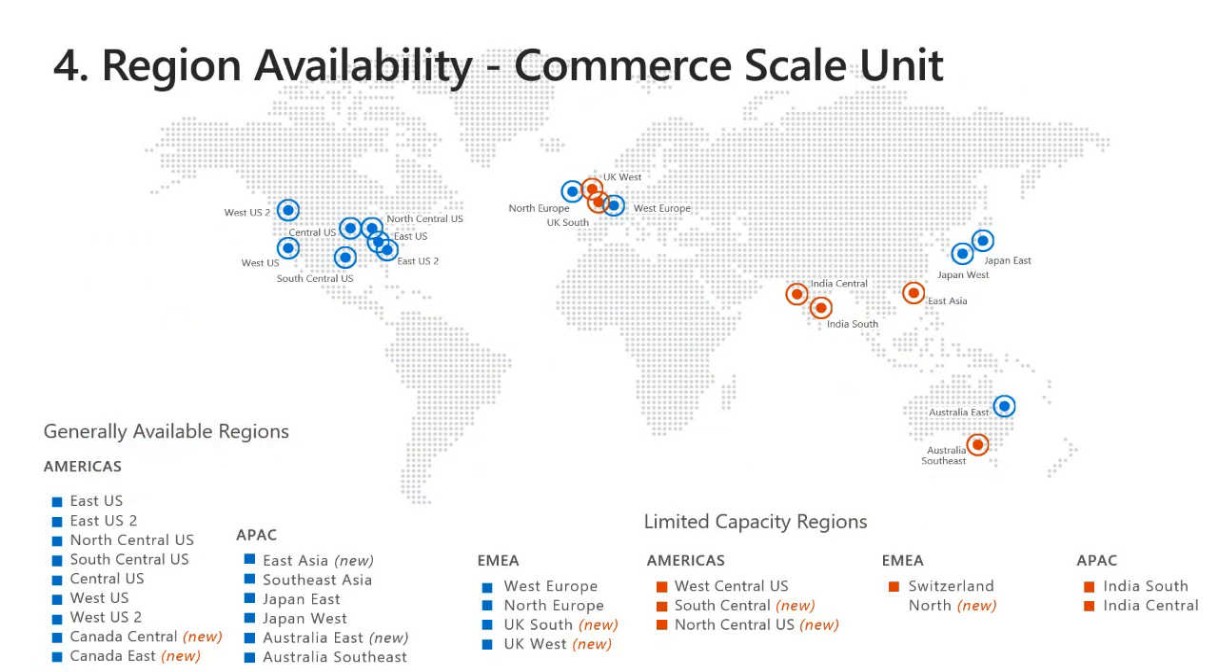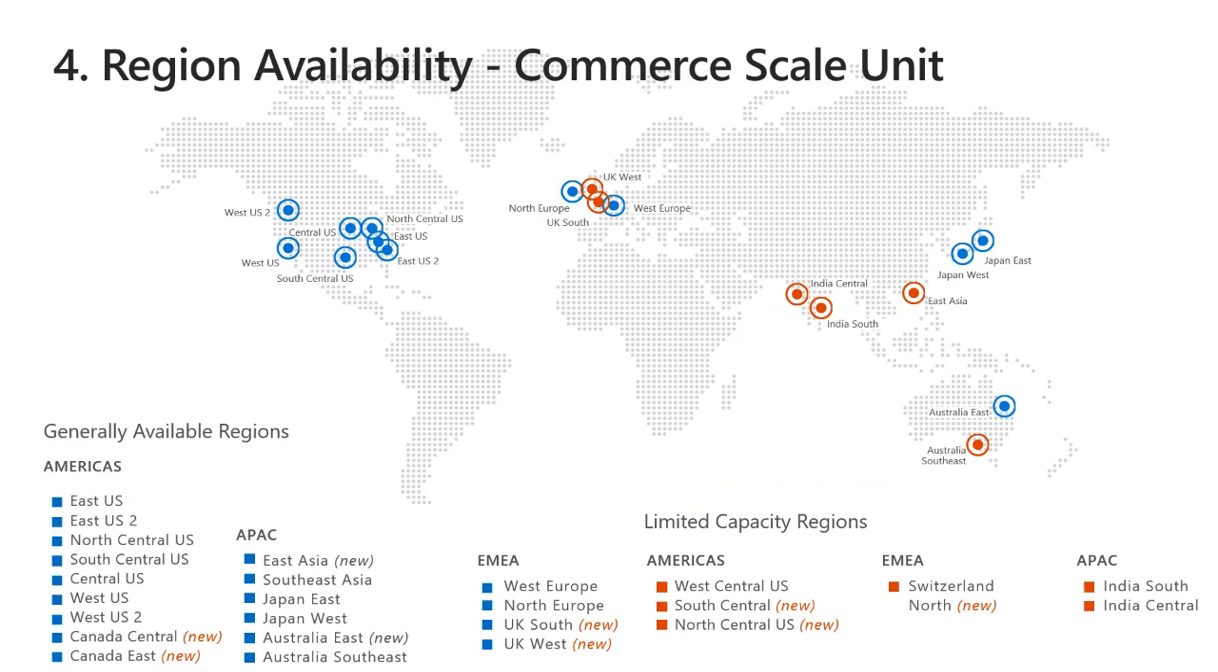Next thing we want to talk about are improvements to region availability for CSU. So the blue boxes here are the regions where we have CSU available for deployment in GA mode, meaning there are no capacity restrictions. We've also shown on this diagram the red regions where we are able to support you, but it's a limited capacity region. So we cannot guarantee we'll support you, but if you have a strong enough need, we can tackle this on a case-by-case basis. We have expanded both our GA regions and our limited capacity regions.